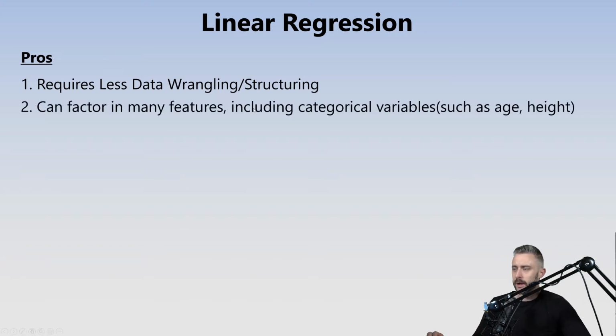Number 2, you can factor in many features, including categorical variables like age, height, and all kinds. There's no limit to your features, and you can use p-values and such to do feature selection to determine which features matter and which don't.